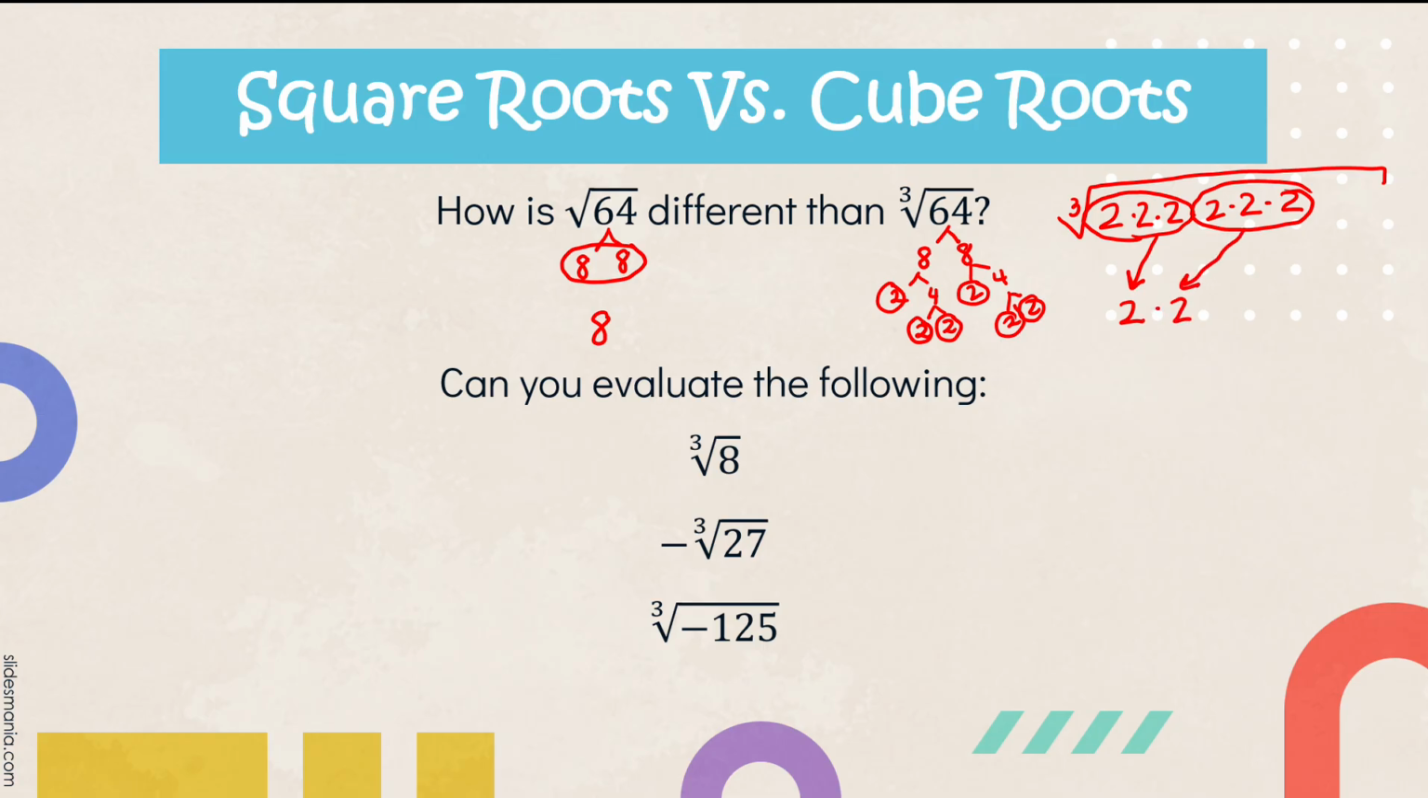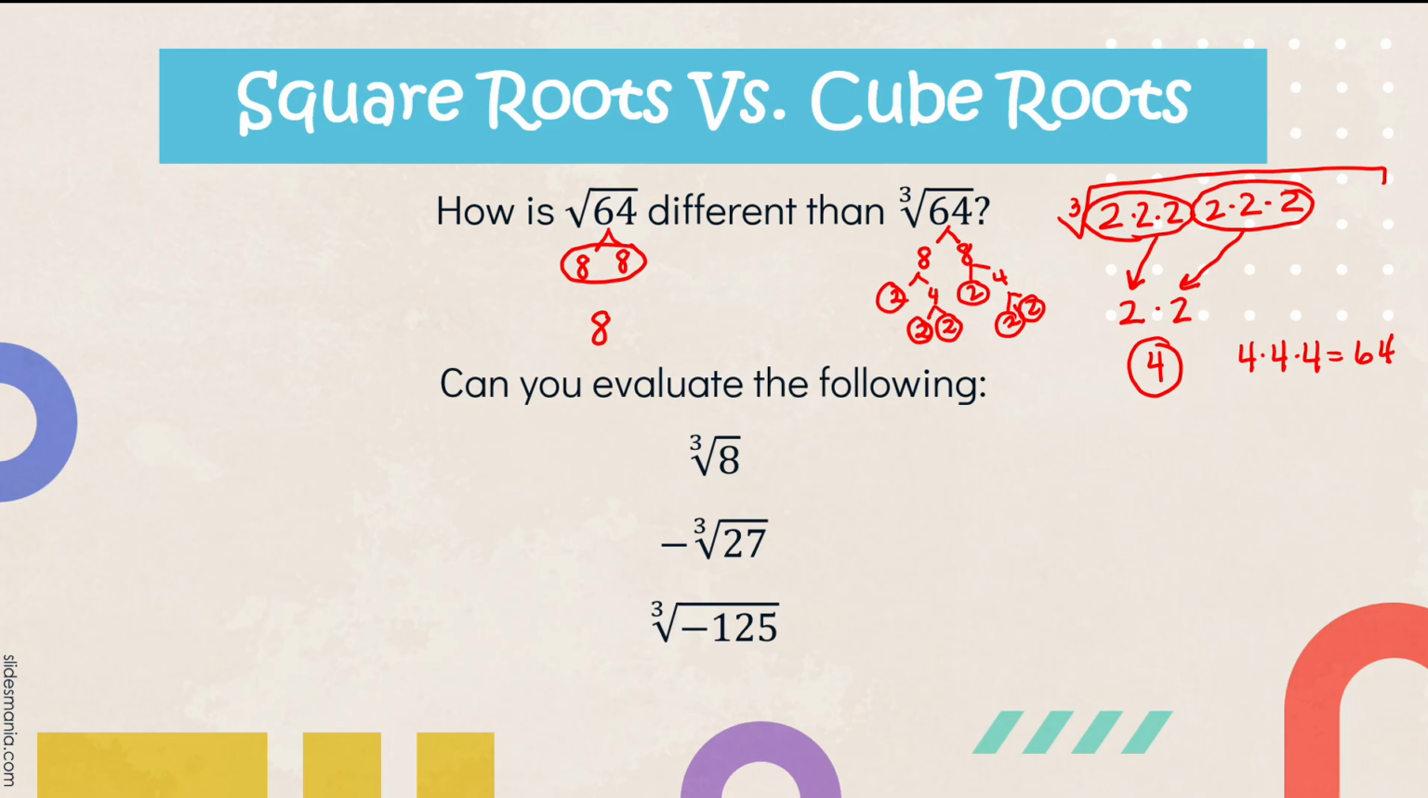So the cube root of 64 is 4. So really, what we're saying is 4 times 4 times 4 is 64. So it has a perfect cube root. There's some other interesting things about cube roots as well. So let's look at these 3 down below.